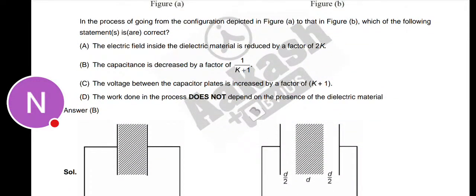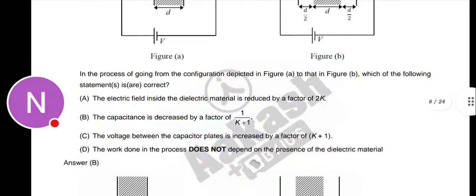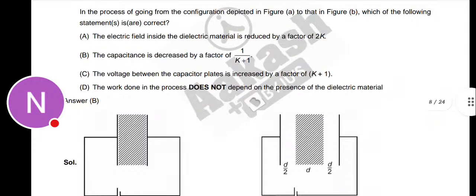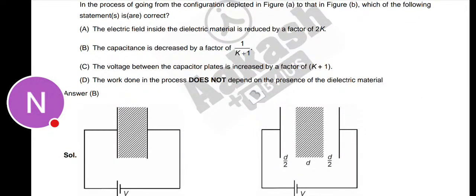In going from the configuration depicted in figure A to figure B, which of the following statements is or are correct? The first statement is that the electric field inside the dielectric material is reduced by a factor of 2K. Second option is the capacitance is decreased by a factor of 1 by K plus 1. Third one is the voltage between the capacitor plates is increased by a factor of K plus 1. And fourth option is the work done in the process does not depend on the presence of the dielectric material.